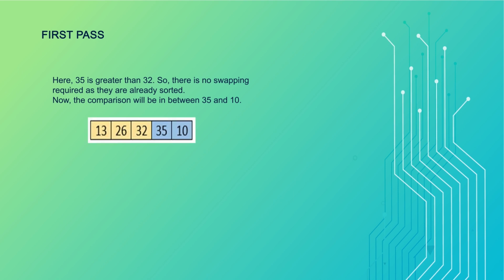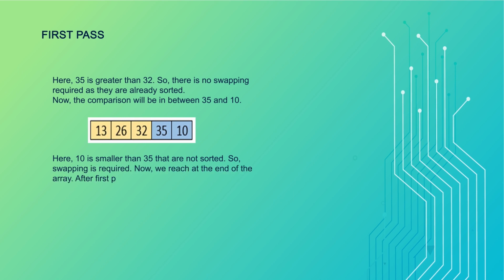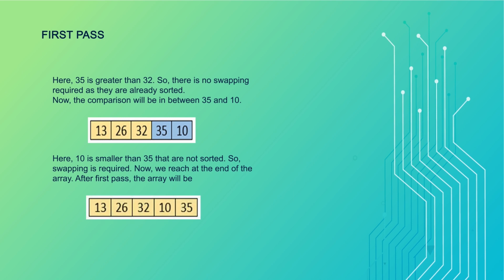Now the comparison will be between 35 and 10, that is the last two elements. Here you can see the array has elements 13, 26, 32, 35 and 10. Now here 10 is smaller than 35, so they are not sorted, and swapping is required. Now we reach the end of the array, the first pass, and the array will be like 13, 26, 32, 10 and 35. As you can see, the largest element has reached the last position of the array.